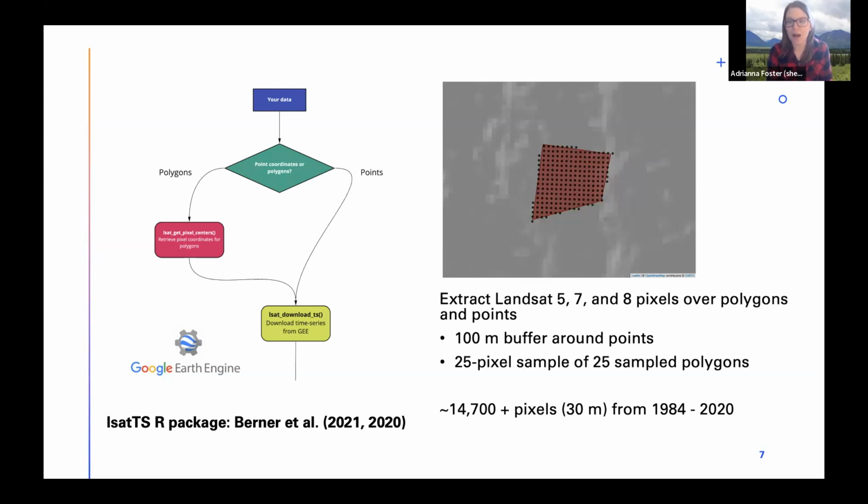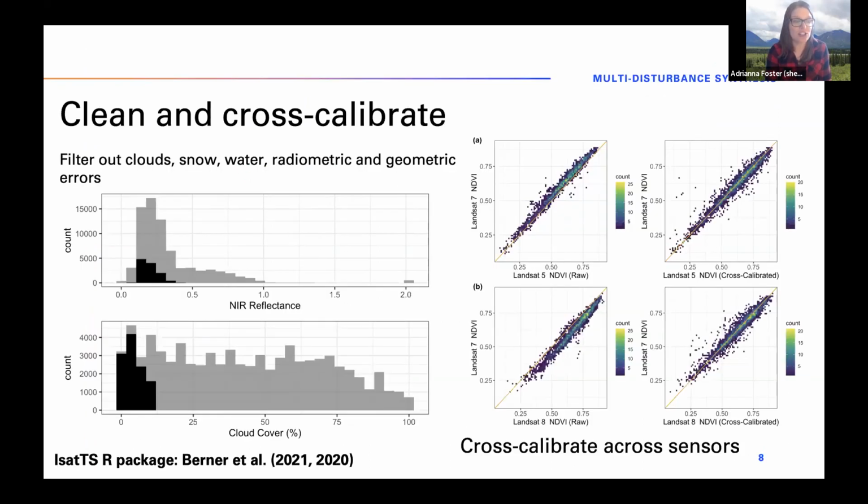Then for each set of polygons, since we had so many, we collected a 25 pixel sample of 25 random polygons. In this image you can see a small polygon, and we extracted 30 meter Landsat pixels from a grid across that polygon and then randomly sampled those. All told, this ended up being about 14,700 pixels at 30 meters, spanning 1984 to 2020. For each of these observations, we filtered out those with high cloud cover, snow, water, and radiometric and geometric errors. And because we are collecting data across Landsat 5, 7, and 8, we cross-calibrated the pixels across the three Landsat sensors using this random forest model.